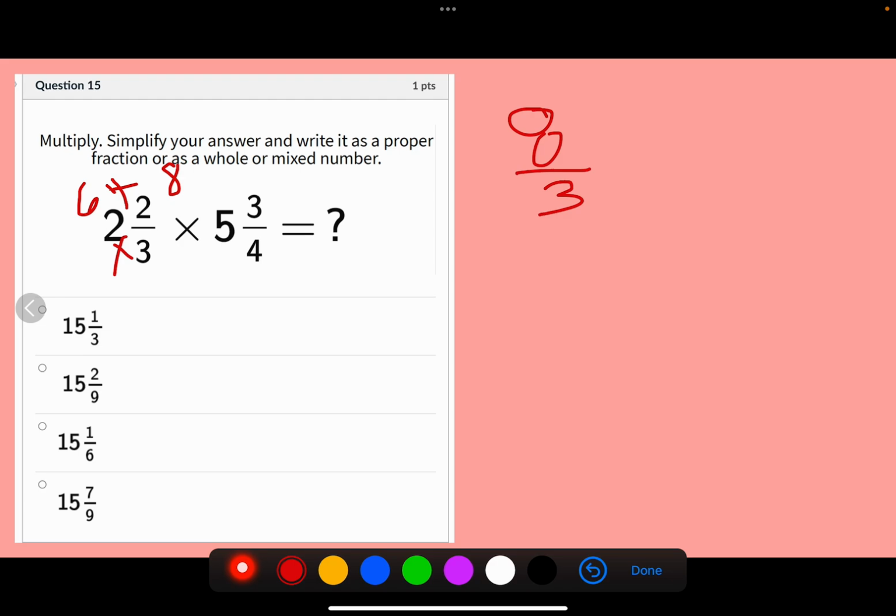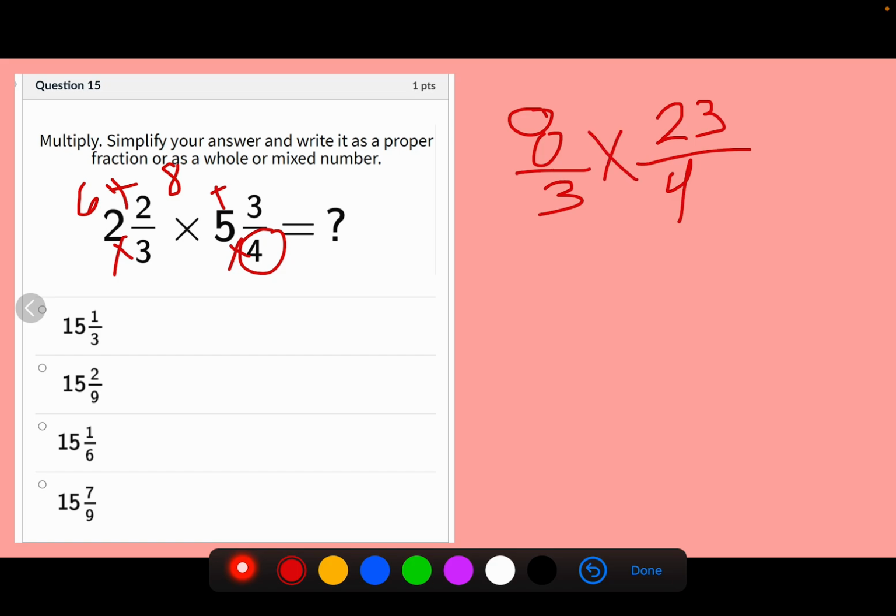Same over here. 4 times 5 is 20. 20 plus 3 equals 23. What do we do with this bottom number? We keep this bottom number. And now we're multiplying across.